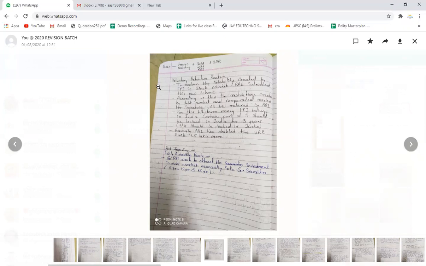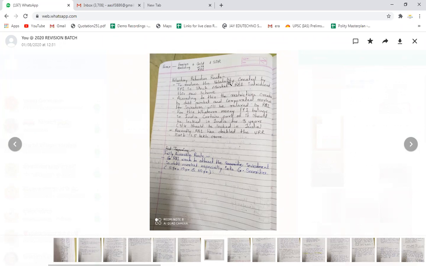So you need to remember here that this initiative was started by the RBI to reduce the volatility created by the FPI. And we have seen which one is the more stable investment, FDI or FPI? FDI. FDI is more stable, right? So FPI is more volatile. Volatile means what? Volatile means it can come easily and it can go easily.